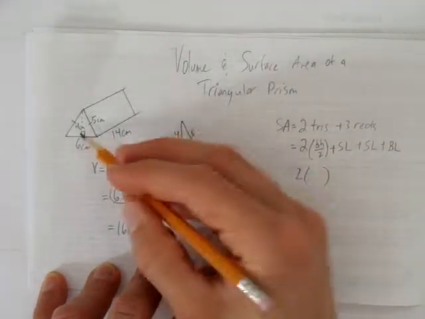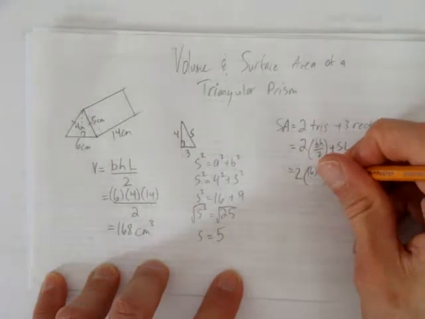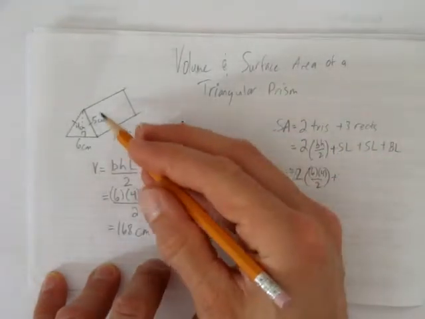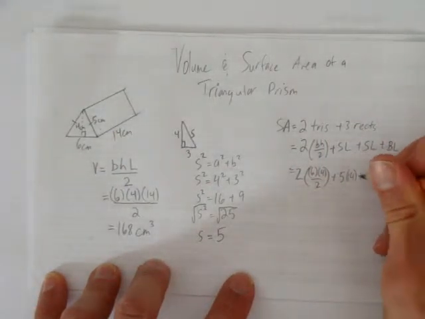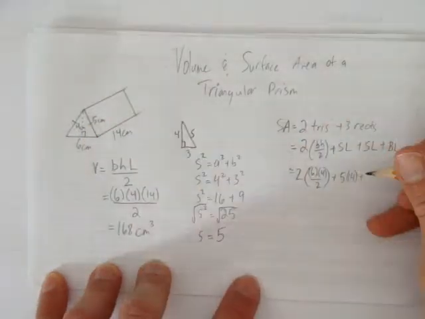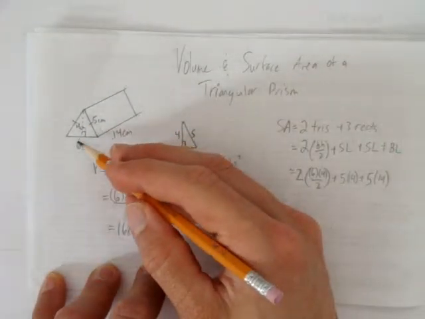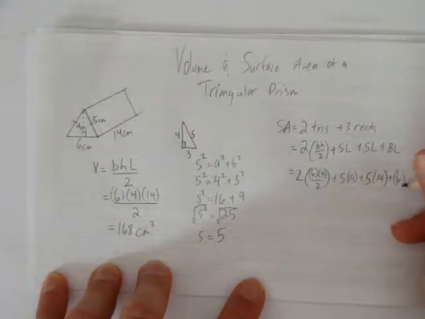Base of the triangle is 6 centimeters. Height of the triangle is 4, and divide by 2. Plus one of these rectangles is 5 by 14. Another one of the rectangles on the other side is also 5 by 14. And the bottom rectangle is base times the length, which is 6 times 14.